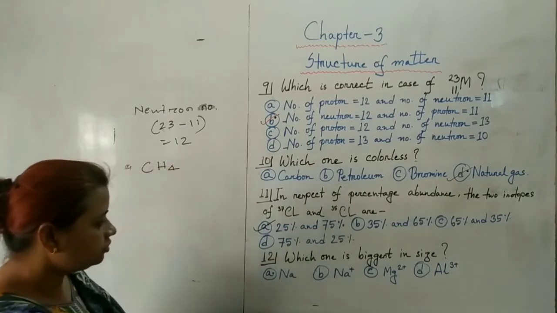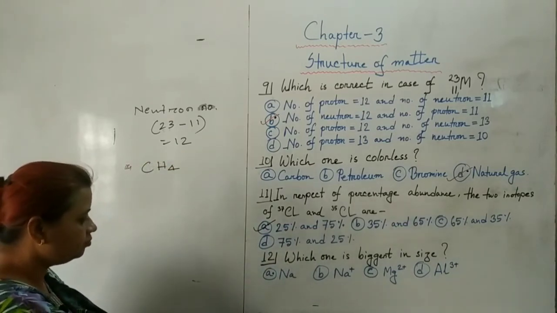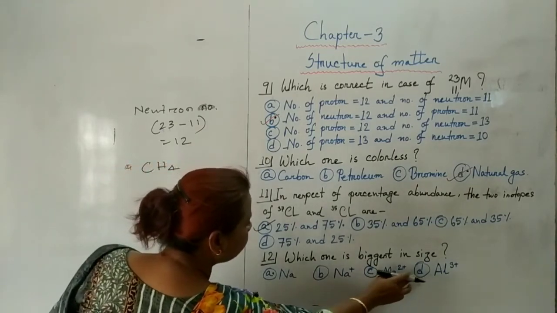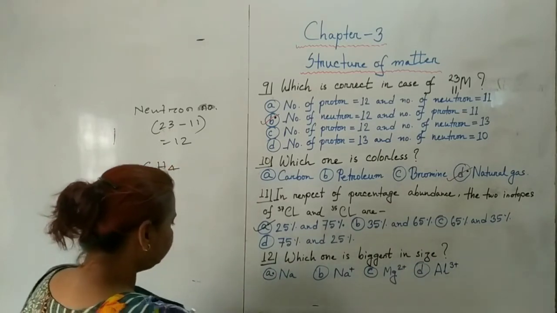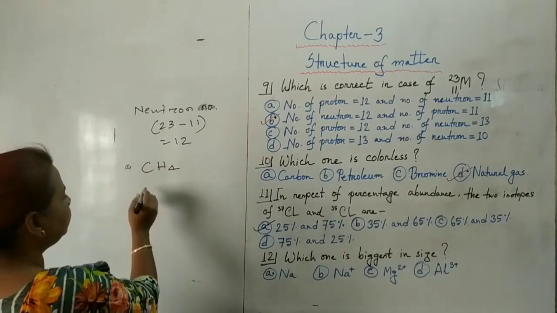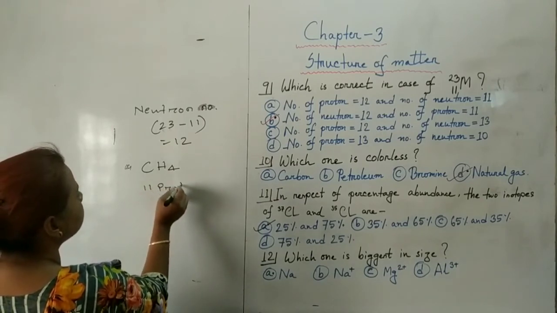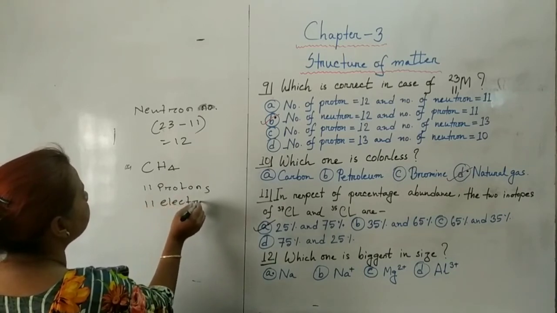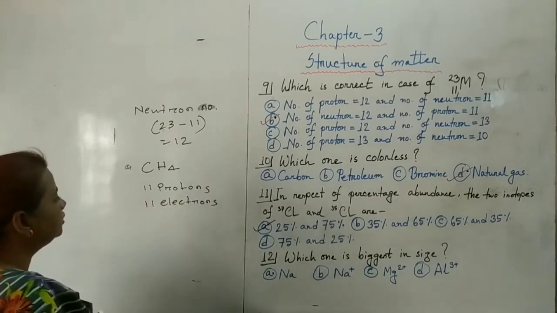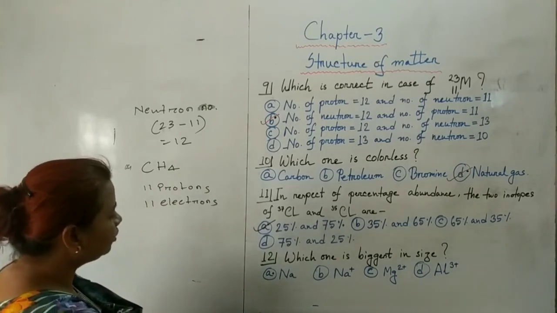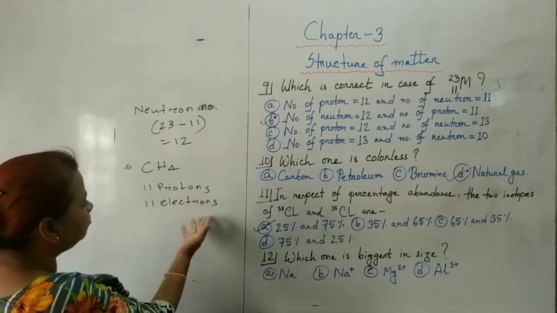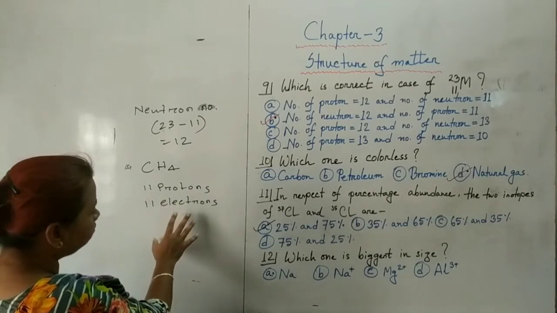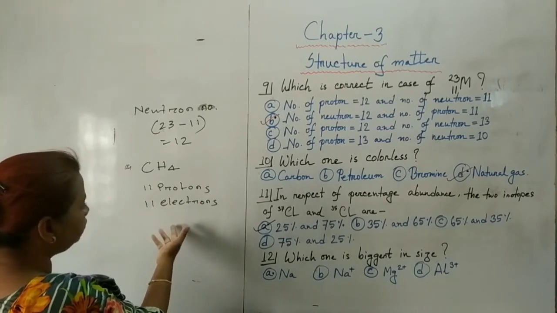Question number 12. Which one is biggest in size? Among sodium ion, magnesium ion and aluminium ion. In case of this, sodium has 11 protons and 11 electrons. So equal numbers of protons are attracting equal numbers of electrons, so their attraction force is strong.